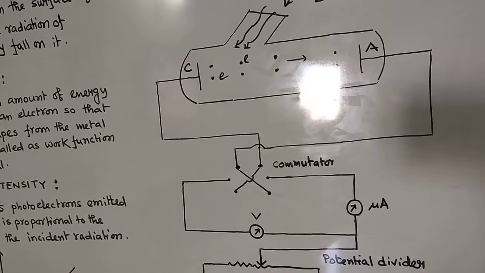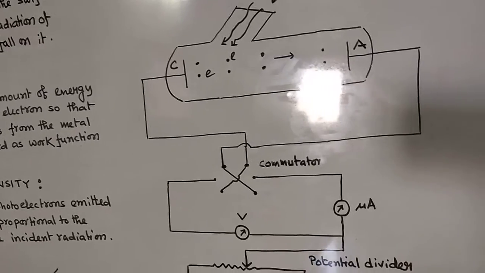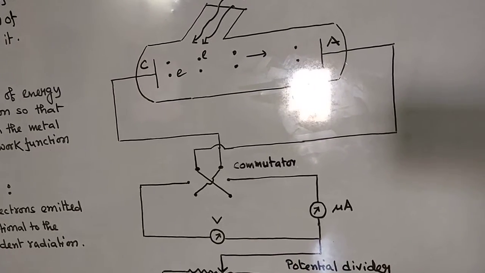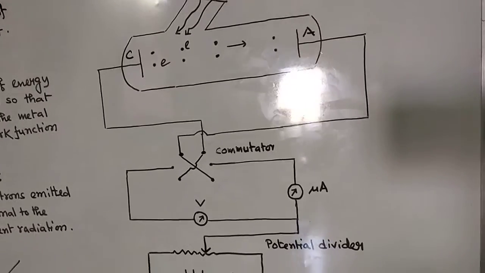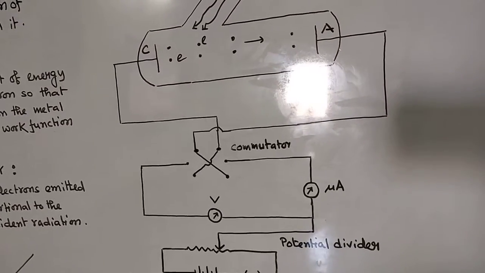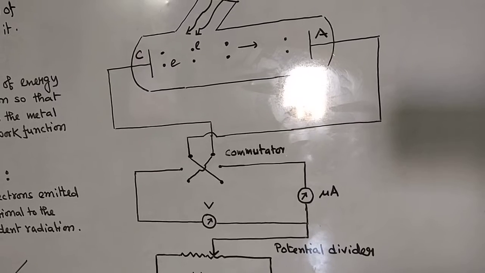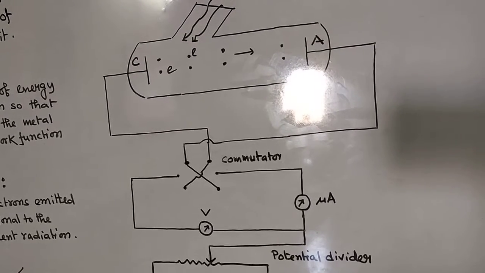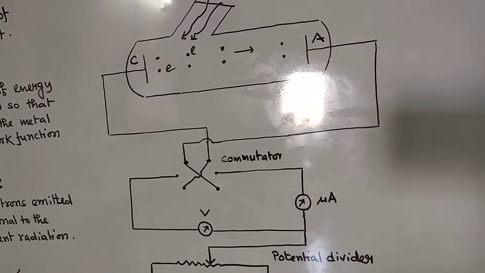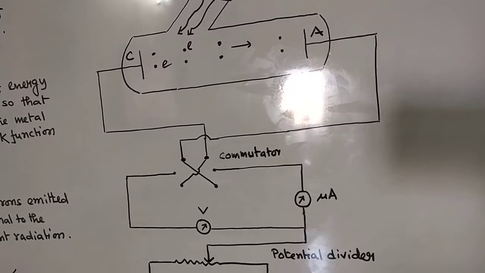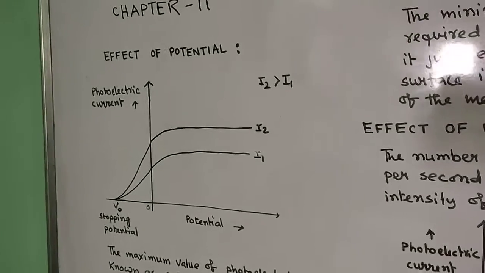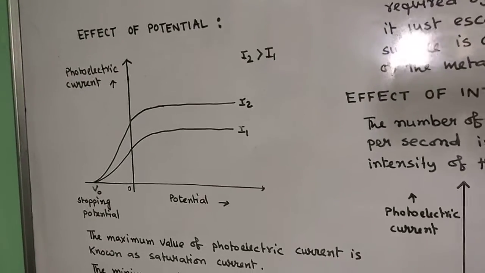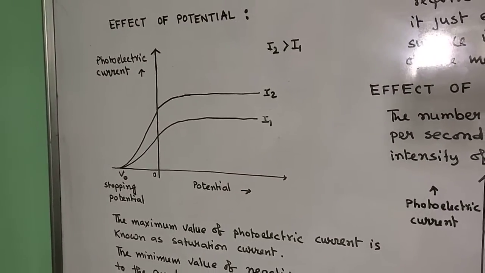It's not like every time you make A more positive and C more negative, you will get an increase in current. There is a specific potential for anode and cathode at which the current becomes saturated, meaning a constant amount of electrons moves from cathode to anode. That potential and that current we have shown here, that is your saturation current, the straight part.